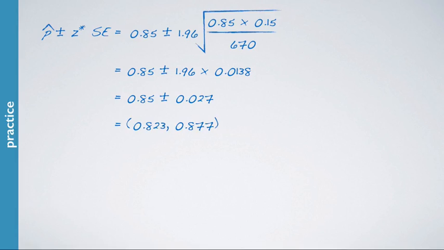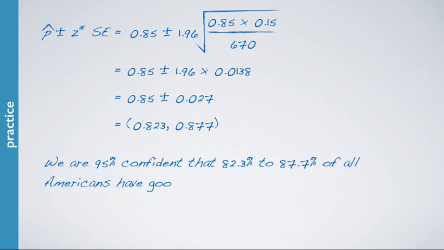So we can interpret this as we are 95% confident that 82.3% to 87.7% of all Americans have good intuition about experimental design. Not too shabby.